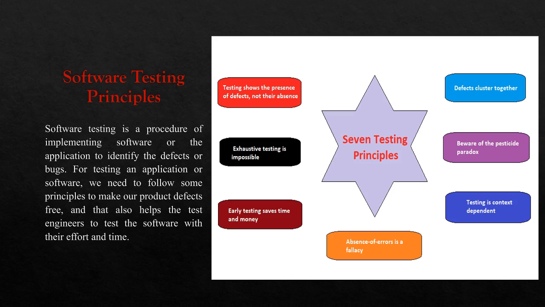So there are seven principles, and these principles are: testing shows the presence of defect, not their absence. Exhaustive testing is impossible. Early testing saves time and money. Absence of error is a fallacy. Defect clustering together. Be aware of pesticide paradox. Testing is context dependent. Now let me explain each and every principle briefly.